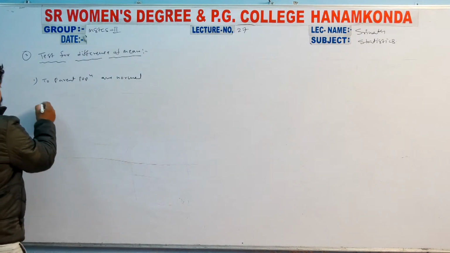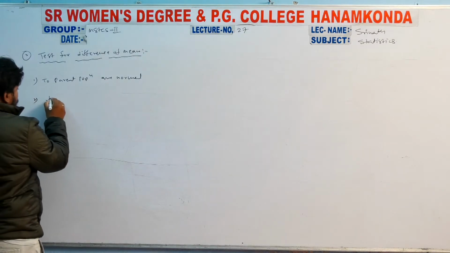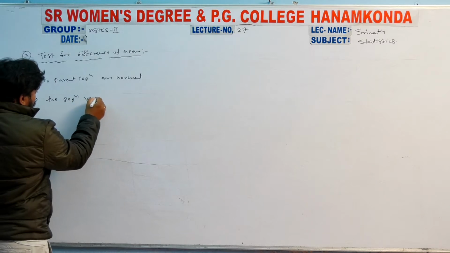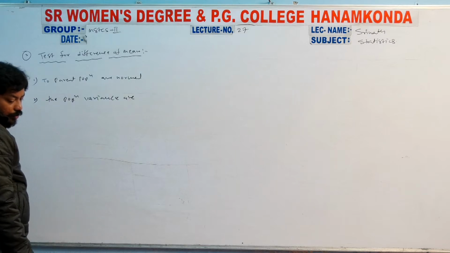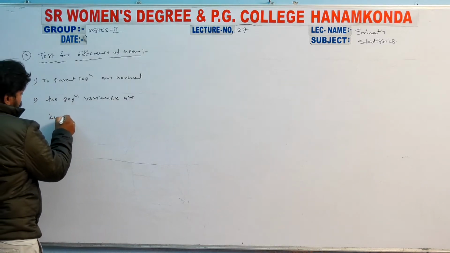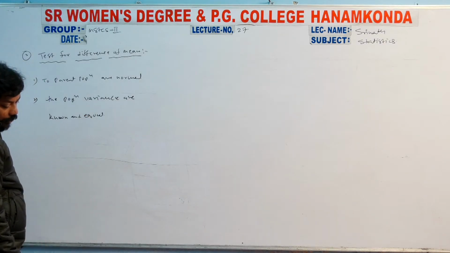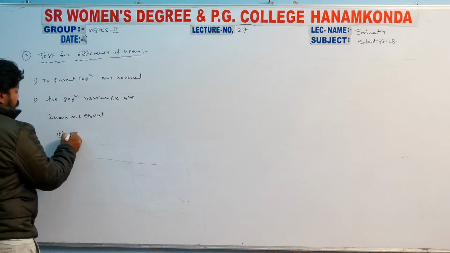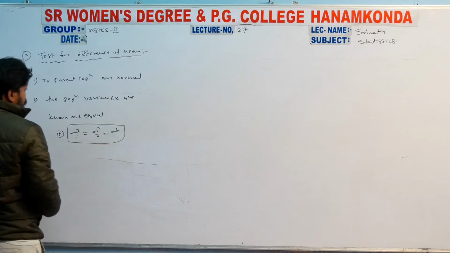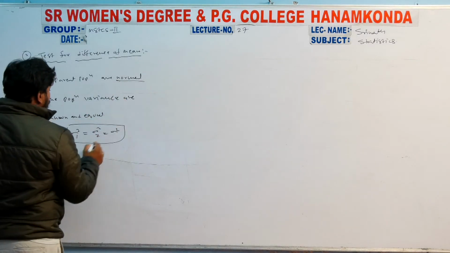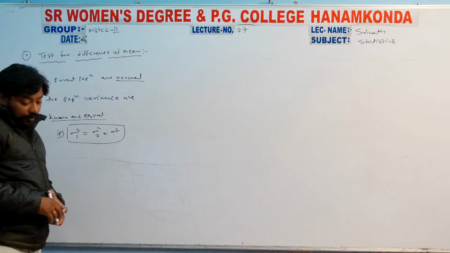Next, the second one is the population variances are known and equal. That means variance of 1 and variance of 2 are equal. One is normal, second one is known and equal. Variance must compulsorily be identified as known and equal.